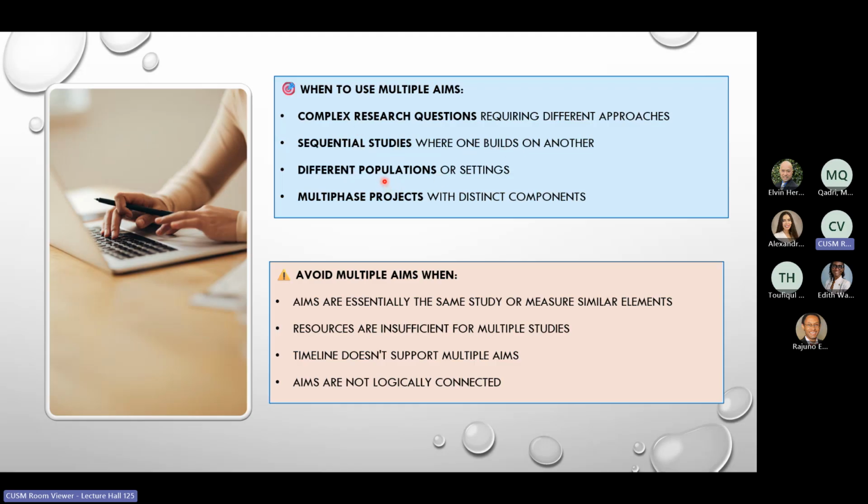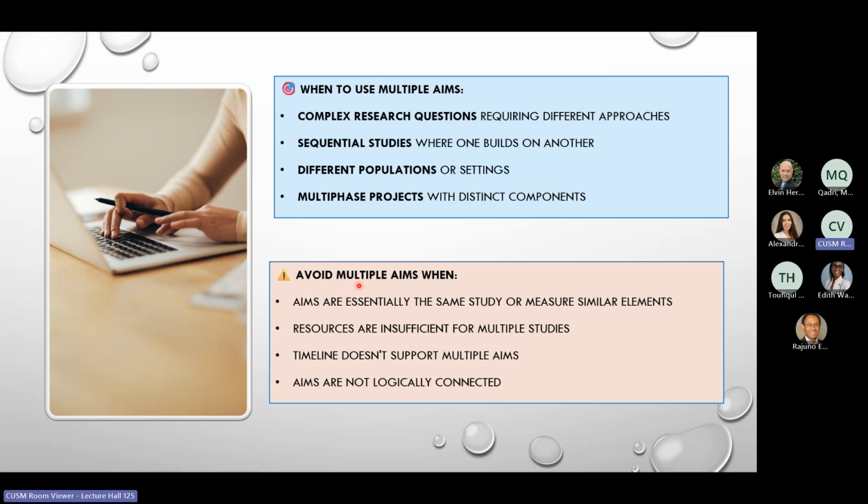Also, there might be different populations. This is particularly true with pilot projects. Simply, you want to start with one sample population and then get larger in the next phase and work with a larger population or different populations. So populations may change or get larger, or settings may change or expand. And again, for multi-phase projects with distinct components, having multiple specific aims might be warranted.